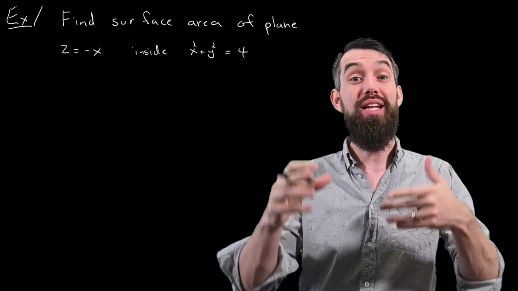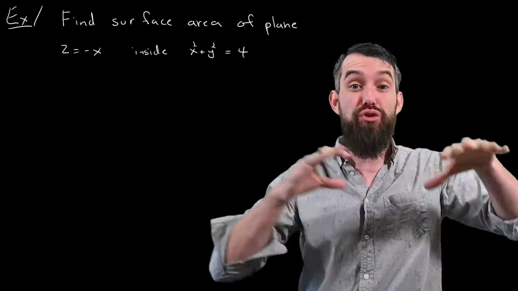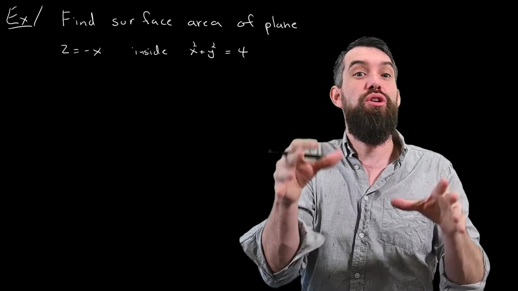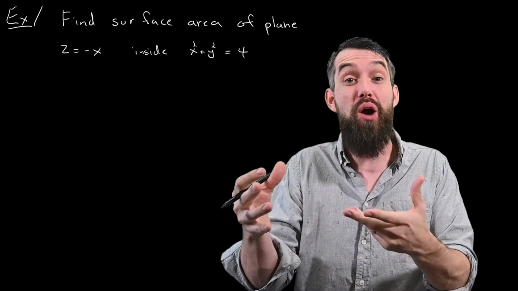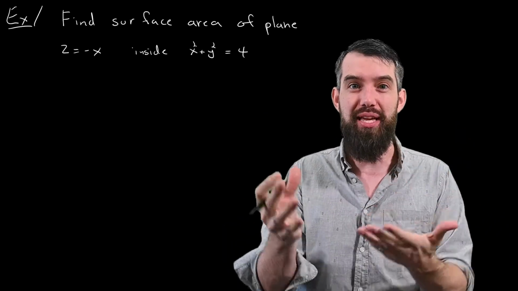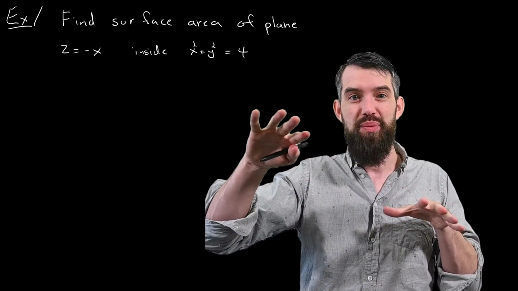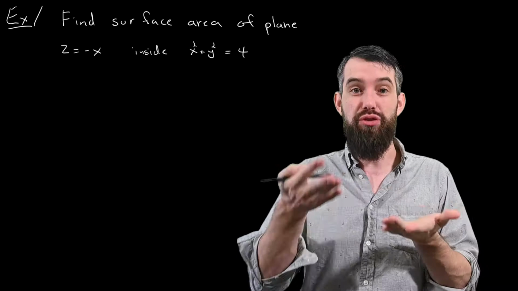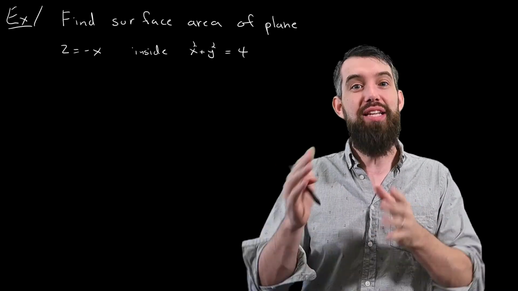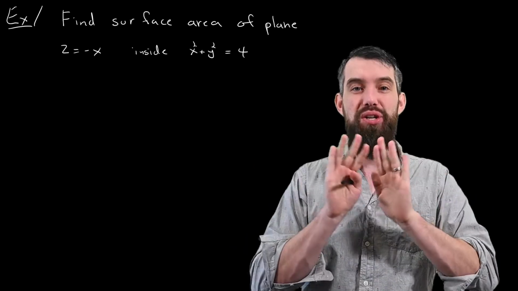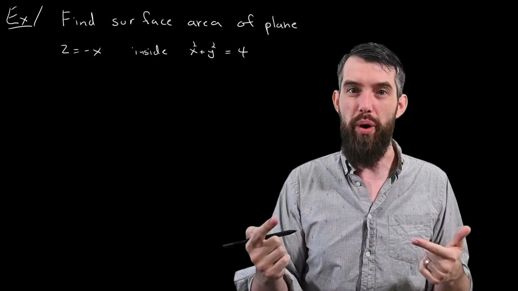In this video, we're going to do an example where we parameterize some surface and then use the surface area formula to compute what the surface area of that actually is. So this problem reads: find the surface area of the plane described by z equals minus x that is inside the cylinder x squared plus y squared equals 4.